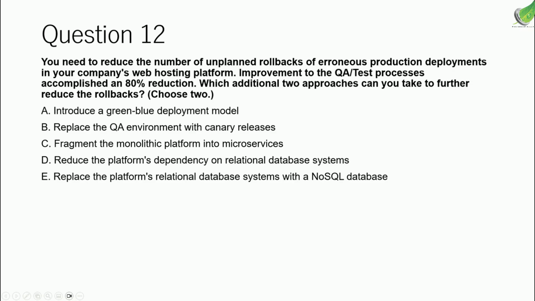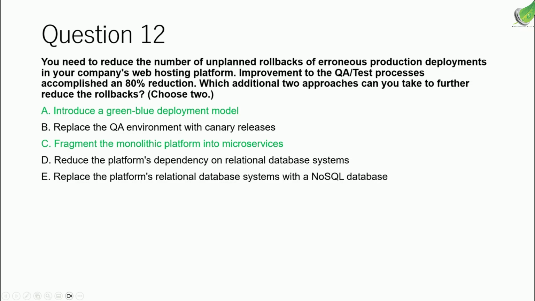Next, option D, reduce the platform's dependency on relational database systems. This is incorrect because it's too vague. Reducing dependency on a relational database doesn't automatically mean the system will be more reliable or have fewer deployment errors. The choice of database technology depends on the data's needs and isn't a direct strategy for reducing deployment risk.